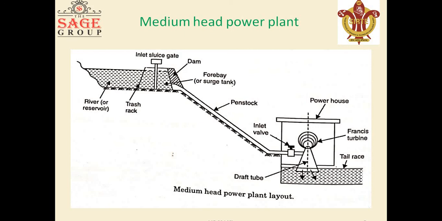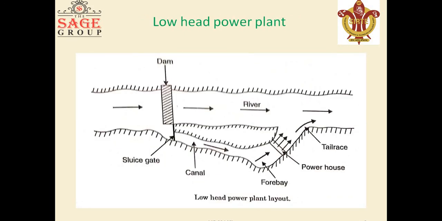And the last one is the low head power plant. This is the layout of a low head power plant. Here you can see this is the dam, that means one type of barrier, and this is a sluice gate, and this one is a canal, and the powerhouse is installed here, and this one is the river flow.